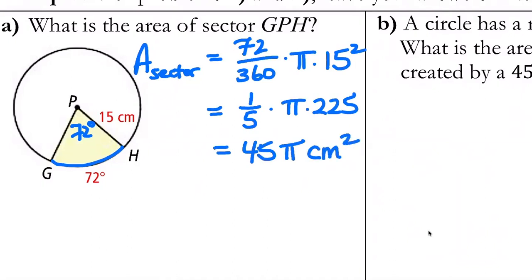Basically the area of the circle would be 225 pi, and then we have 1/5 of that because 72 out of 360 is 1/5, and that means our final answer will be 45 pi centimeters squared.